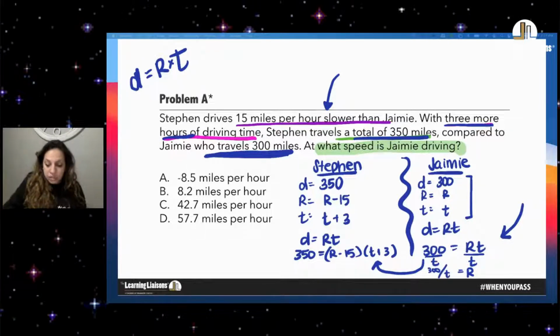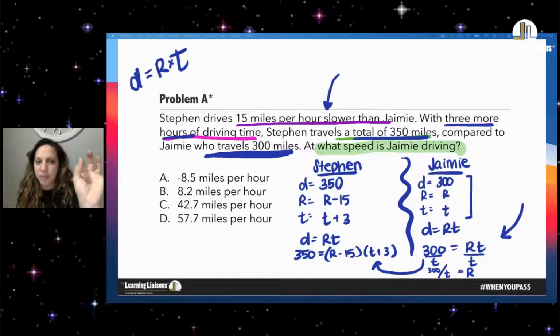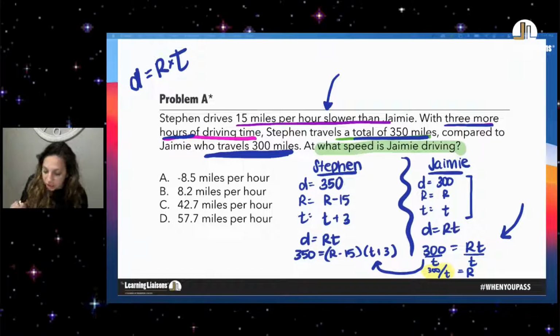Now I can use the substitution property. Everybody needs to know how to use substitution. And substitute 300 divided by t in for r, because r equals that.